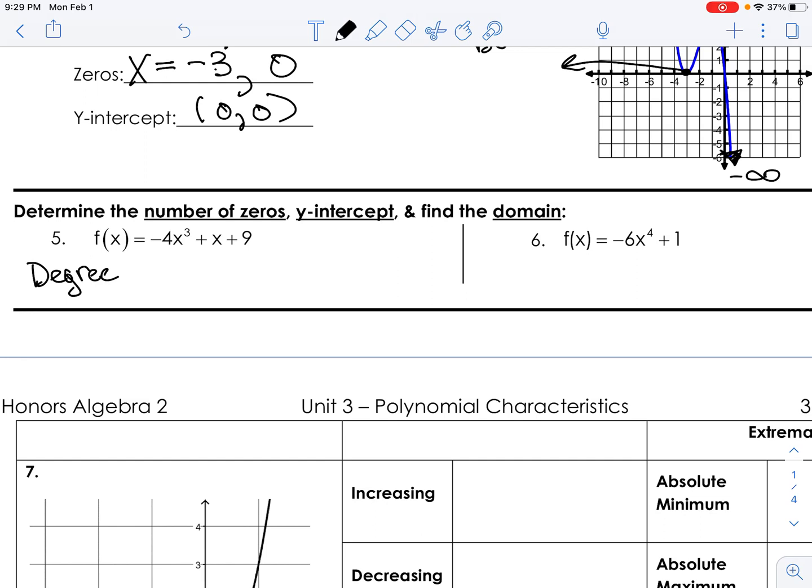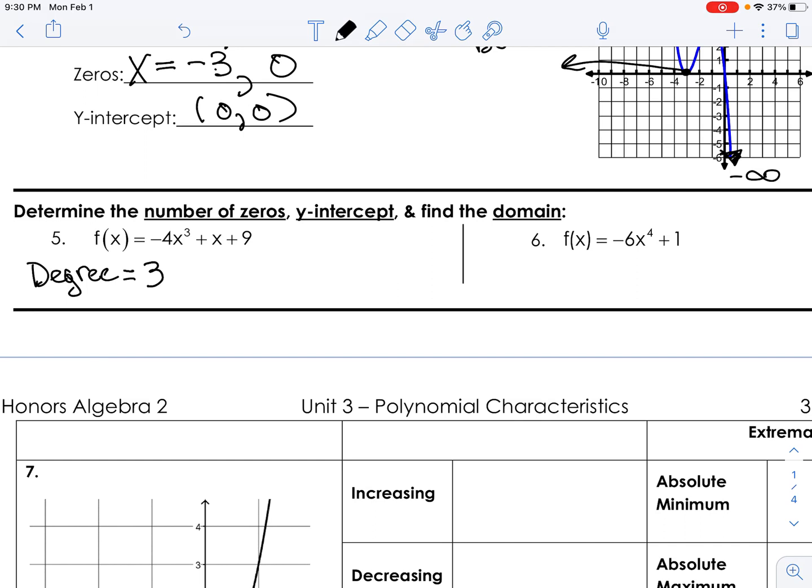So if we go back up to that problem, the degree, first of all, is this polynomial in standard form. So we have x cubed, and then we have x, and then we have 9. 9 is called the constant term. So the degree of this polynomial is 3. To determine the number of zeros of a polynomial is equal to the degree.